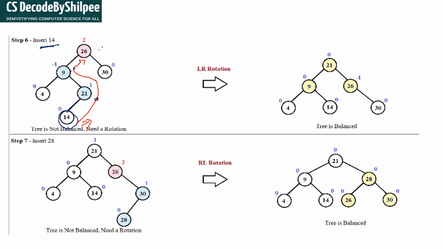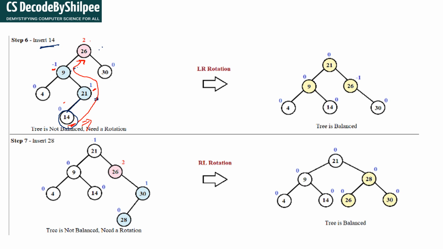Afterward, I will calculate the balance factor from 14 to 26. If there is no violation, then we calculate the other nodes' balance factors. If a violation occurs, we stop there and start performing the rotation. So from 14, I have calculated the balance factor: no left and no right, so the balance factor will be 0. For 21, the balance factor is 1. For 9, the balance factor is -1.